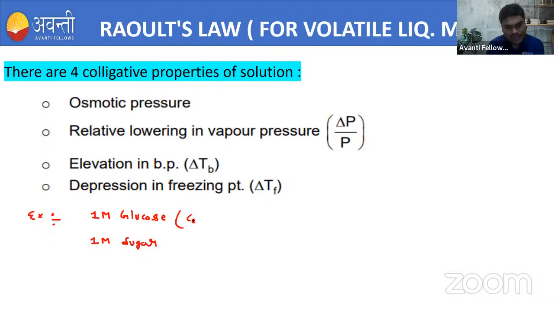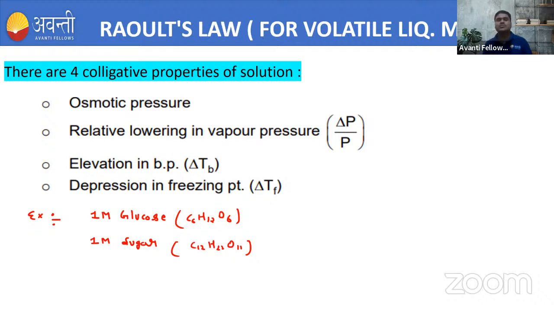So glucose has the formula C6H12O6, and cane sugar has the formula C12H22O11, right? So we have 1 molar glucose and 1 molar sugar solution. And someone asks, out of these two, which will show higher elevation in boiling point and depression in freezing point? These are two different compounds. One is glucose, one is sugar.